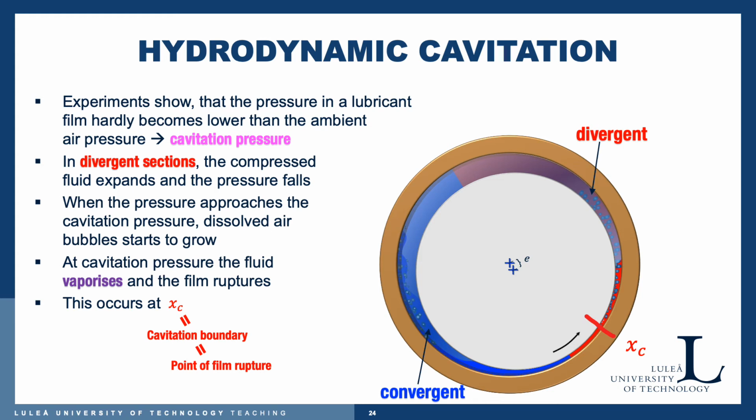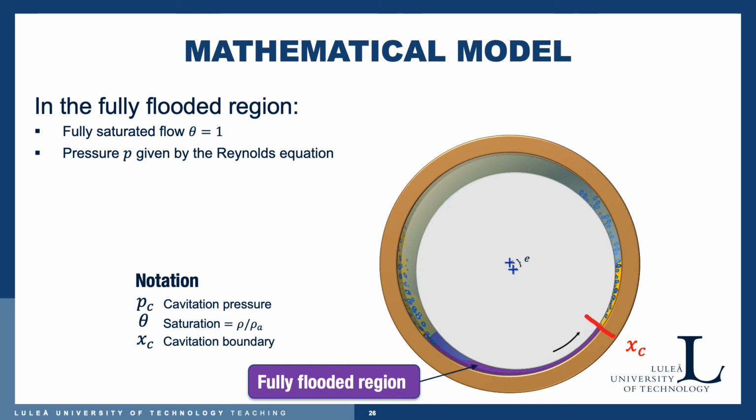So the point of film rupture and the cavitation boundary are the same. Let us now build up the mathematical model for hydrodynamic cavitation. So we know in the fully flooded region we have fully saturated flow, and we define this by theta equal to 1, where theta is just density divided by ambient density. So it's sort of dimensionless density, if you like. And in this case, when it's fully saturated, then the pressure can be solved from the Reynolds equation.